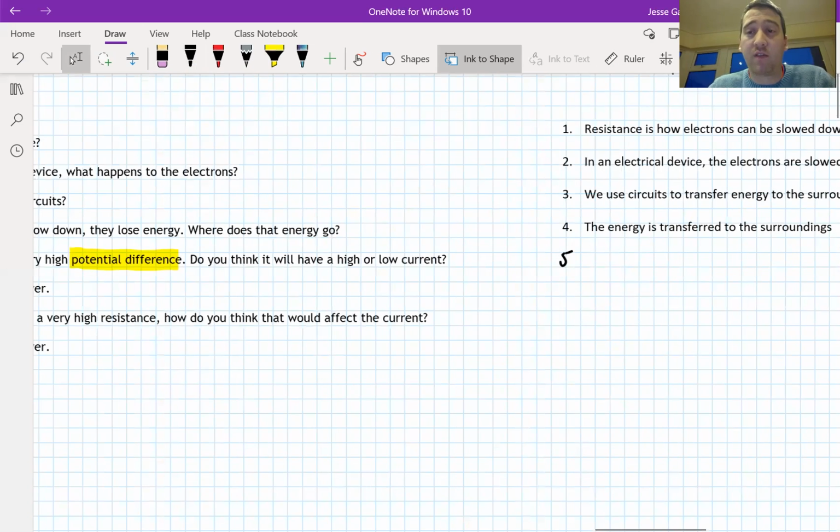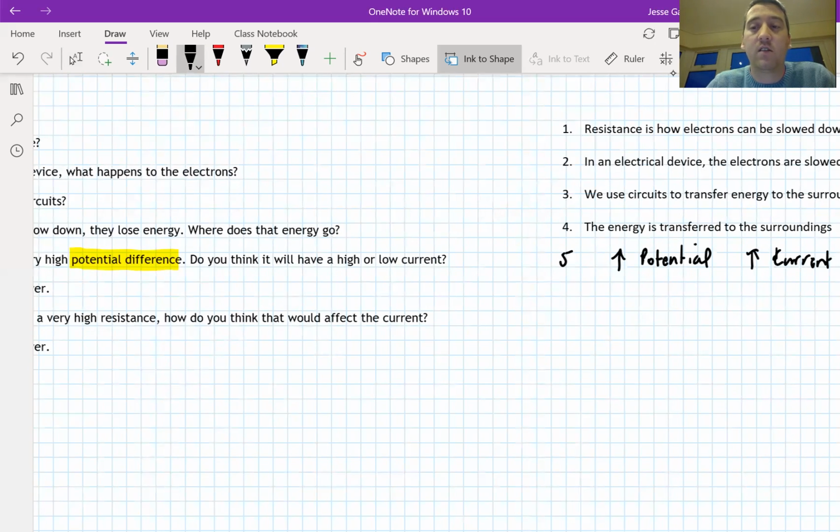So high potential difference, it means the electrons have a lot of energy. So if you didn't know the answer to this, after telling you, if I have a high potential difference, the electrons have a lot of energy. So do you think we'll have a high current or a low current? So the key here is high potential difference, which means high amount of energy. That means you've got a high current because the electrons are moving fast.